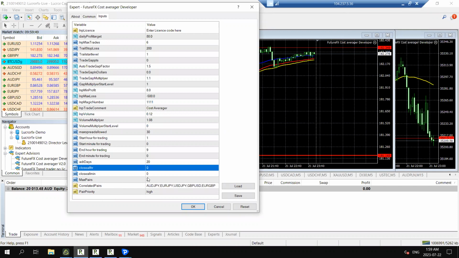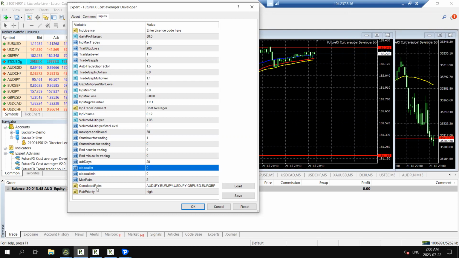This is still code that I'm still trying to perfect. I wouldn't say it's 100% perfected yet, but the max pairs is simply what it sounds like. No matter how many pairs you have the software on, it can't trade on more than two pairs at any one time. Okay, or three or four or one or whatever you like to set that at.